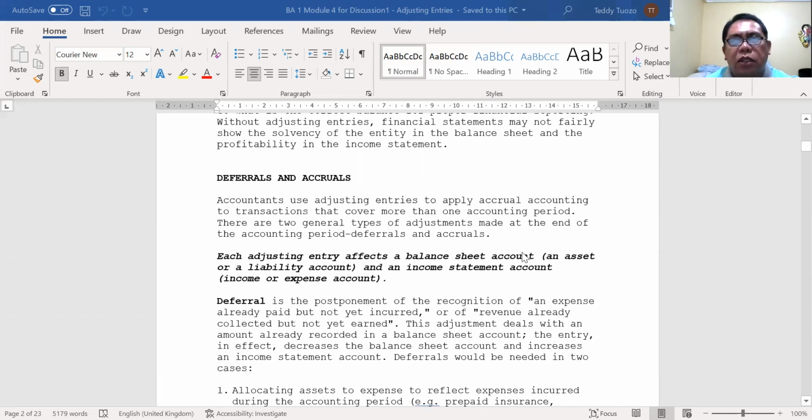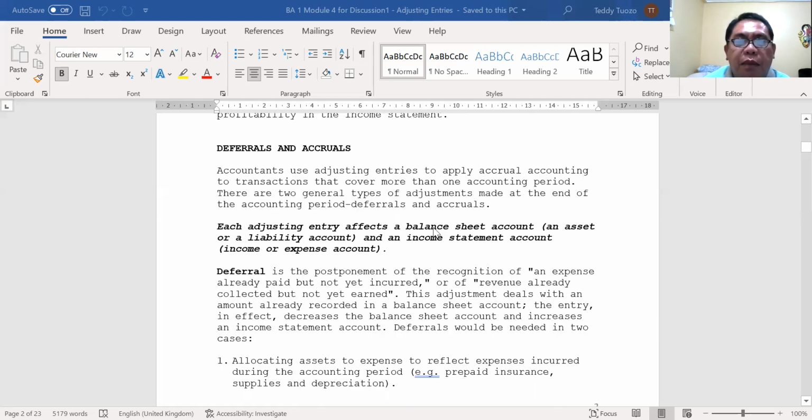I have already discussed to you the difference between deferrals and accruals before, but let's take it up thoroughly here. Accountants use adjusting entries to apply accrual accounting to transactions that cover more than one accounting period. There are two general types of adjustments made at the end of the accounting period. These are deferrals and accruals.